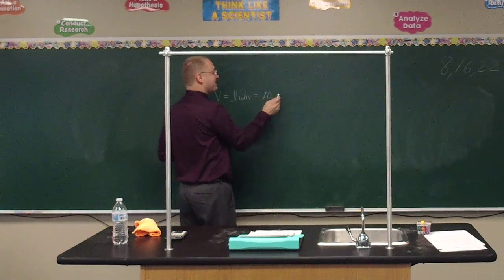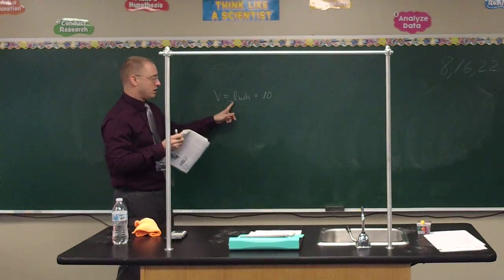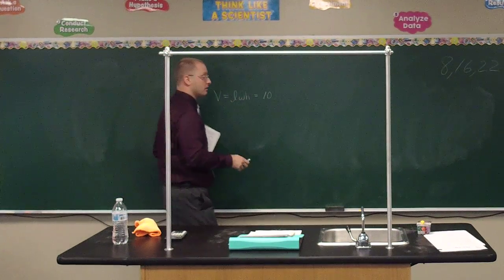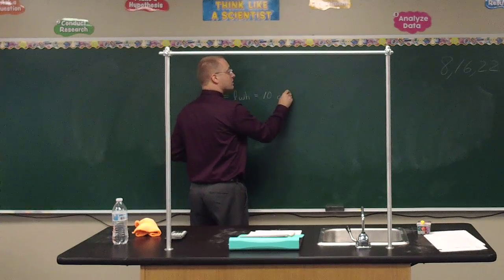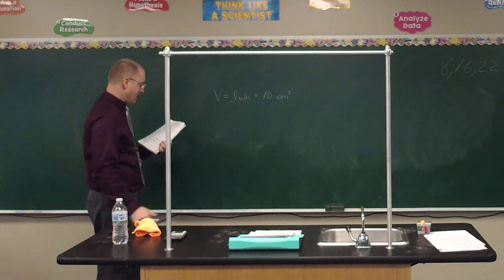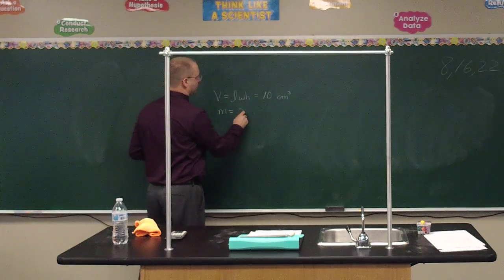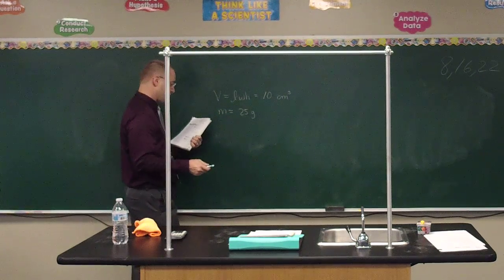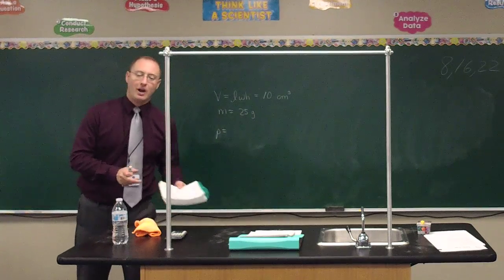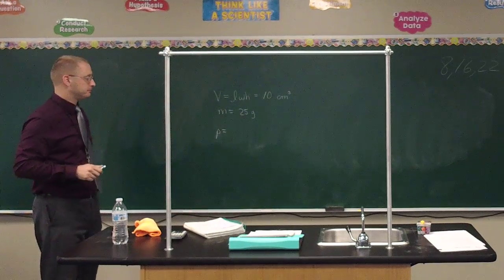10. 5 times 2 times 1 is 10. And notice that's centimeters times centimeters times centimeters. Centimeters cubed. 10 cubic centimeters is the volume. And it says that the mass of this piece of quartz is 25 grams. The question is, what's the density of the piece of quartz? Well, what's my equation for density, Audrey?